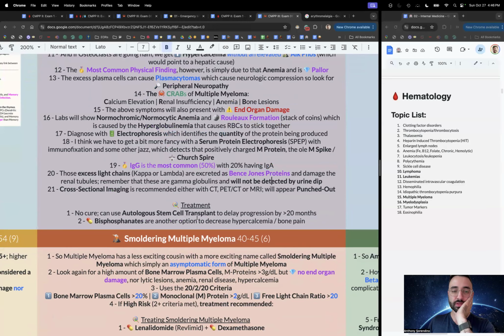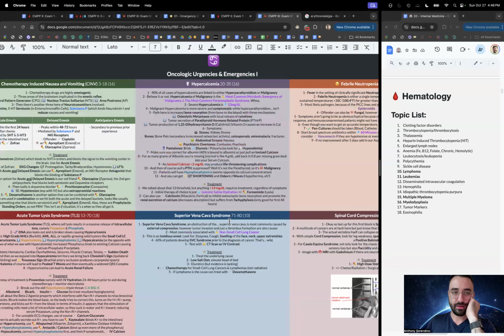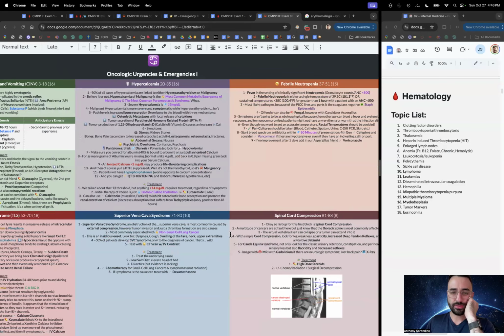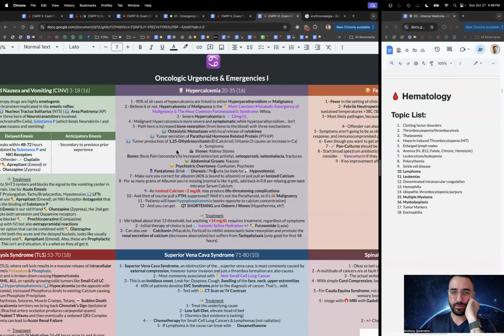Treatment. Bisphosphonates are another option to decrease hypercalcemia, bone pain. Okay. Let's read a little about hypercalcemia.